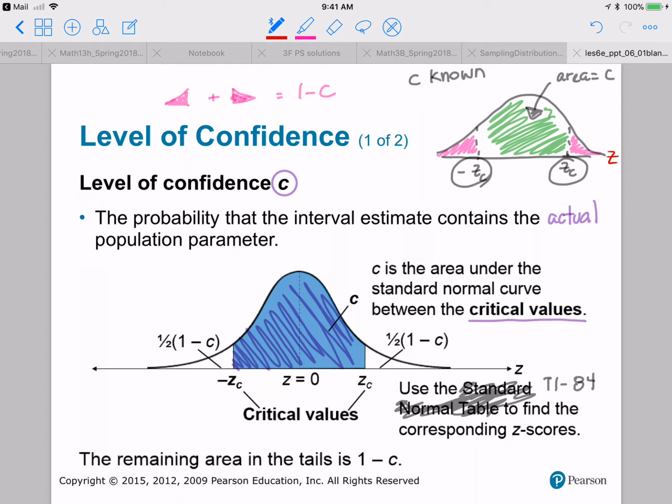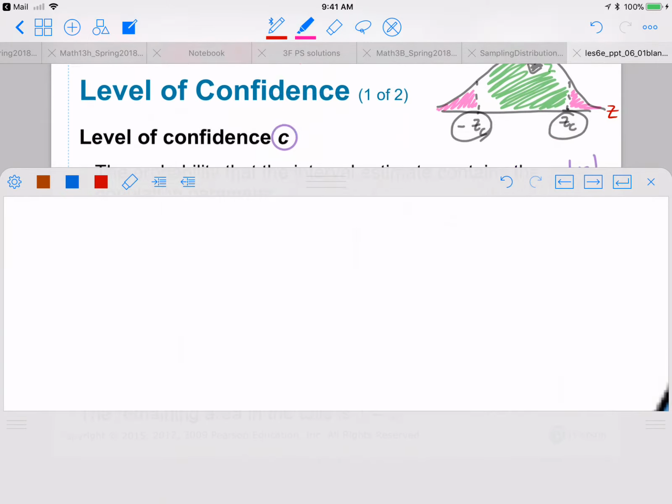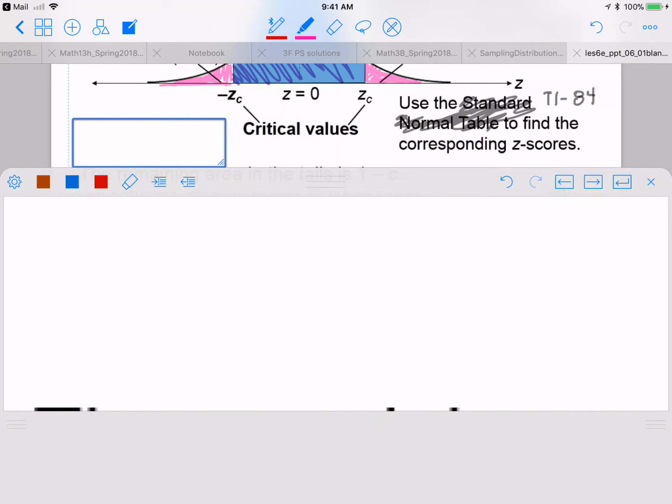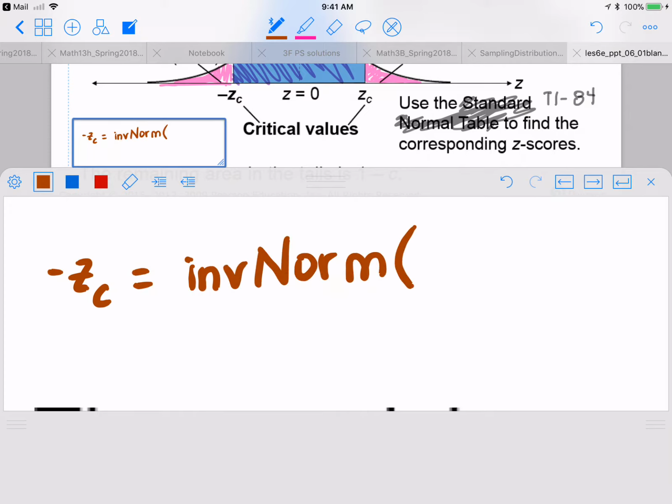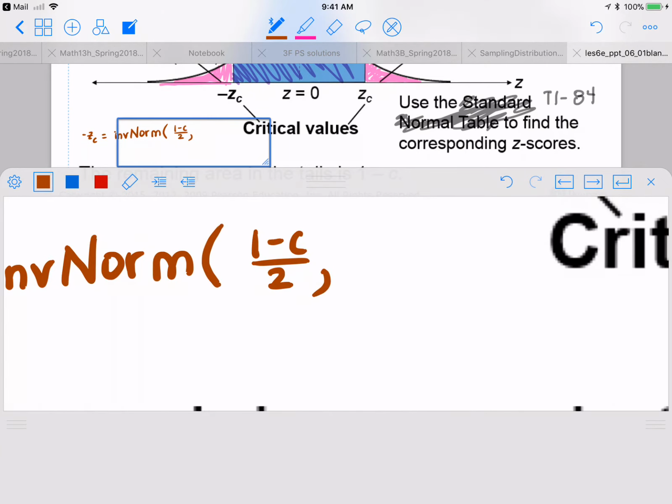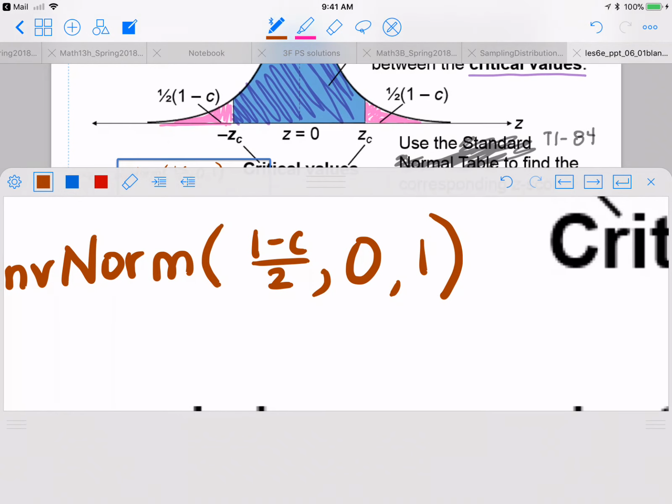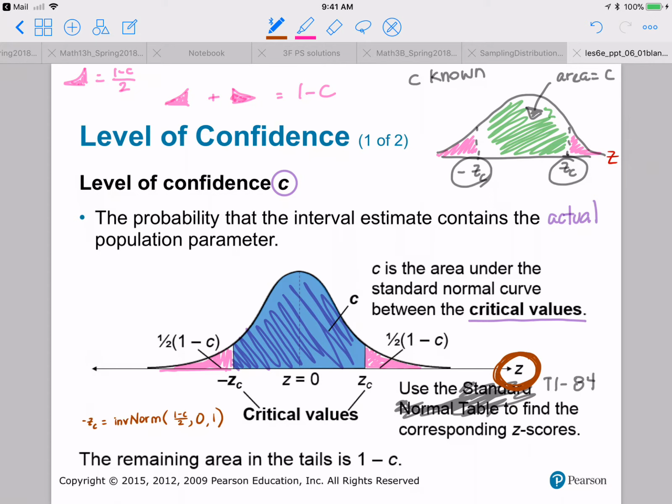And so now due to symmetry, that means that the area of just one tail is going to be half of 1 minus C. Okay, so you'll see that's what is being explained in this picture. This picture is trying to say that this area is half of 1 minus C, and the area in this left tail is half of 1 minus C. So if we want to compute our critical value, all we need to do is say negative ZC is going to be inverse norm. And then what is the area? The area is 1/2 (1 minus C). And our mean is 0 and our standard deviation is 1 because this is a z distribution.